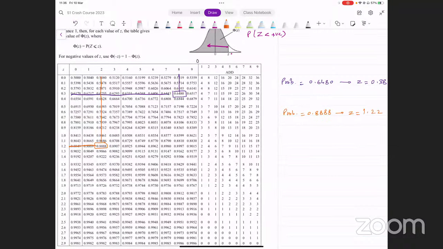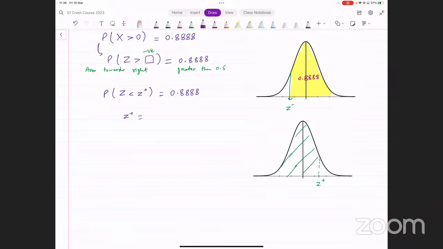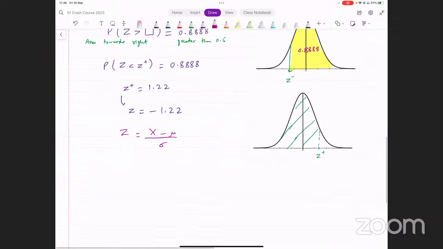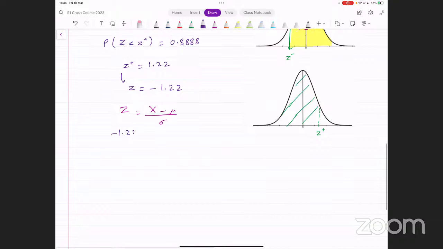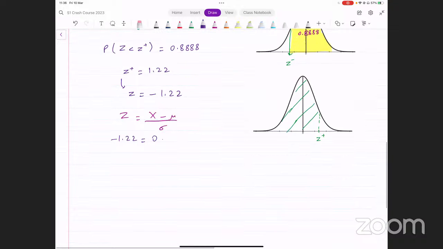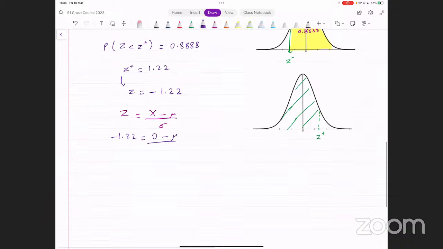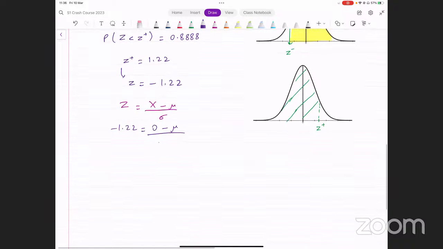Okay, it's 1.22. Let's go back. The positive number z that we're getting from the table is 1.22. However, remember, z was actually supposed to be negative. So you say z is equal to minus 1.22. Now you input this value in the formula, z equals x minus mu over sigma. Z is minus 1.22, that equals x. In place of x, we input 0, minus the mean. Mean of this distribution is unknown. We have to figure that out. Divided by the standard deviation, that was square root of 40.